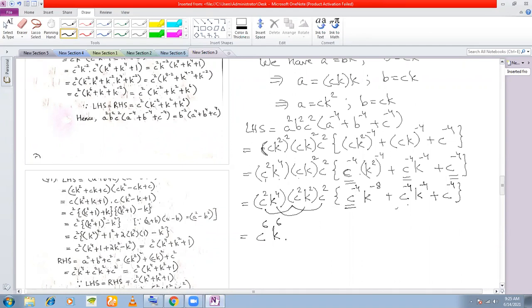And you have c to the power of minus 4, which can be taken out here. So what am I left with? k to the power of minus 8 plus k to the power of minus 4 plus 1.